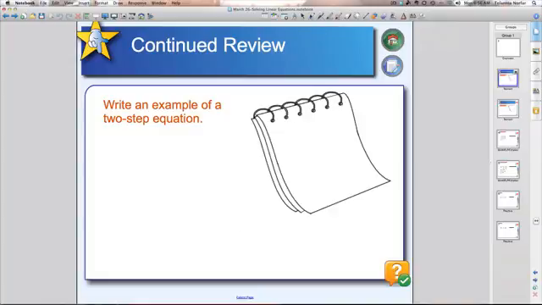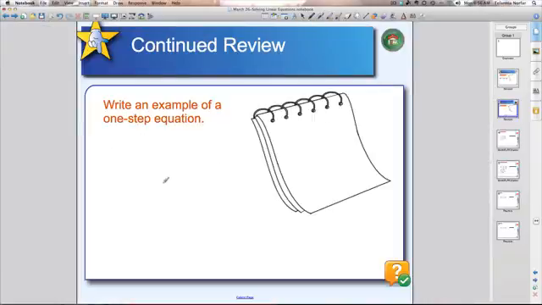So, one of your examples may have been something like 2x + 3 = 10. That would be an example of a two-step equation because you had to do 2 steps. Okay, let's keep going.